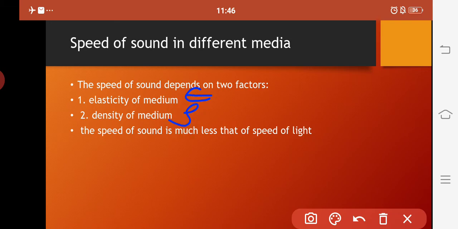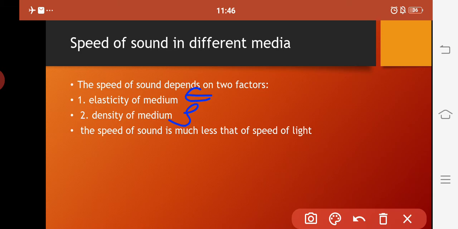Density of the medium means, if the medium is denser, the speed of sound will be more, and if the density is less, the speed of sound will be less. Therefore we can see that the speed of sound decreases as we move from solid to gas, because solid is more dense. Therefore the speed of sound will be more in solid, then less in liquid, and least in gases, as the density of gas decreases. So the speed of sound depends upon density.